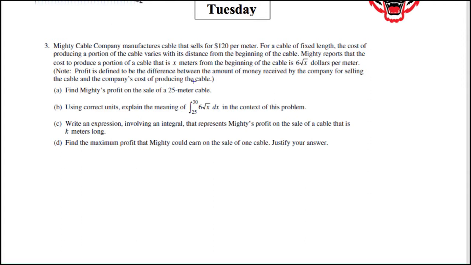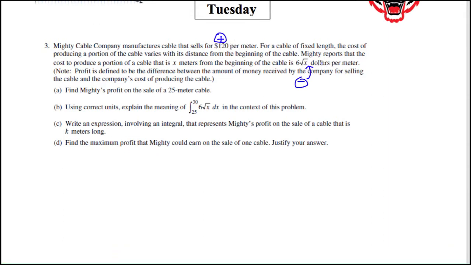All right, so yeah, cool. Just as a way of thinking about this problem, we have a positive amount of money that's happening. So we're making money here. So this is a positive amount here, $120 per meter. But then you have a negative amount of money down here, negative 6 square root of x. All right, so we need to find profit. So both of these are rates, right? $120 per meter, 6 square root of x dollars per meter.